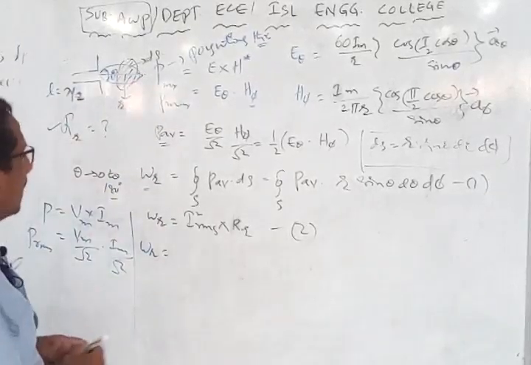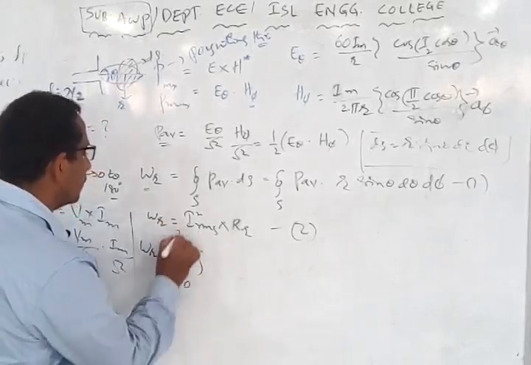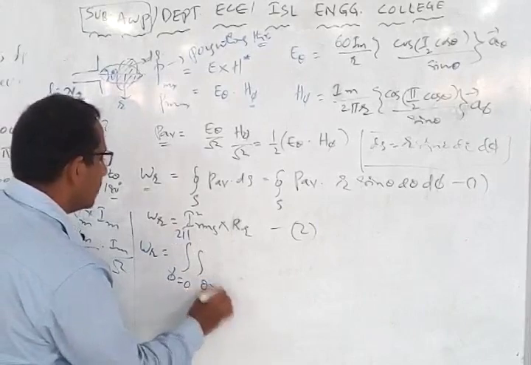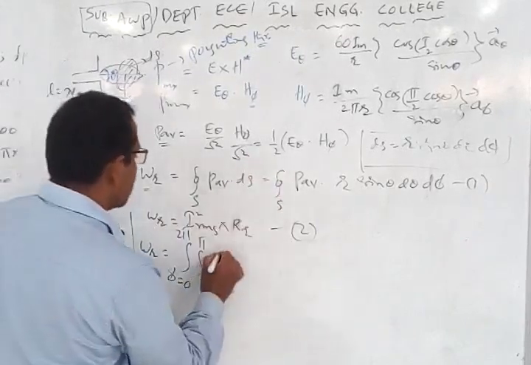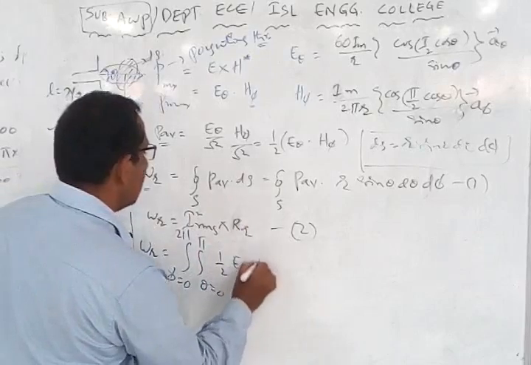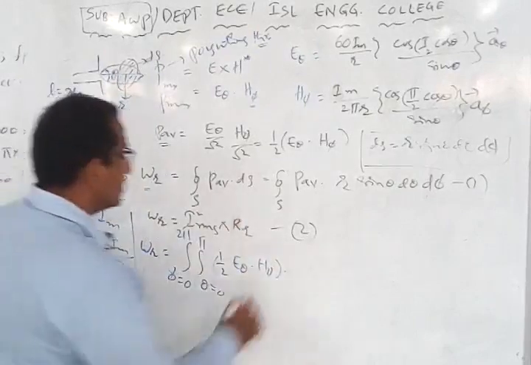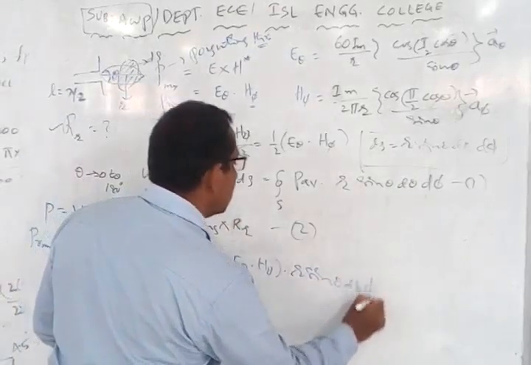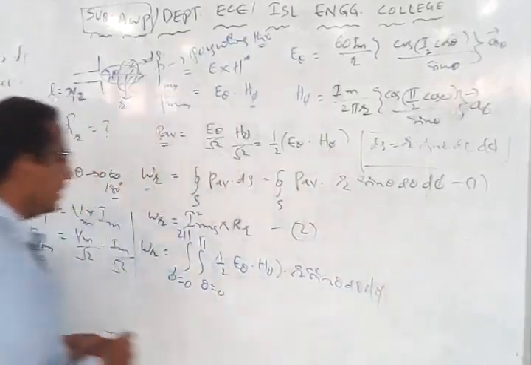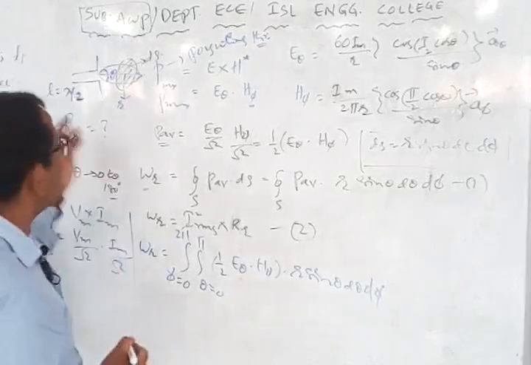By considering that, we can represent this with a surface integral with phi equal to 0 to 2 pi and theta equal to 0 to pi. Average power is equal to 1 by 2 E theta H phi into ds. What is ds? R sin theta d theta d phi. So this is the overall power radiated from a dipole antenna.